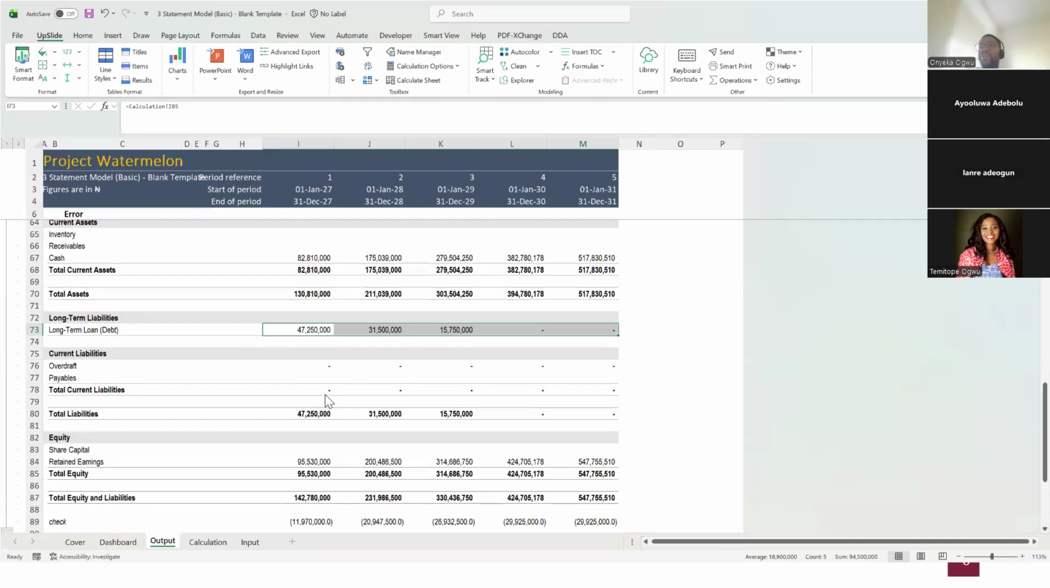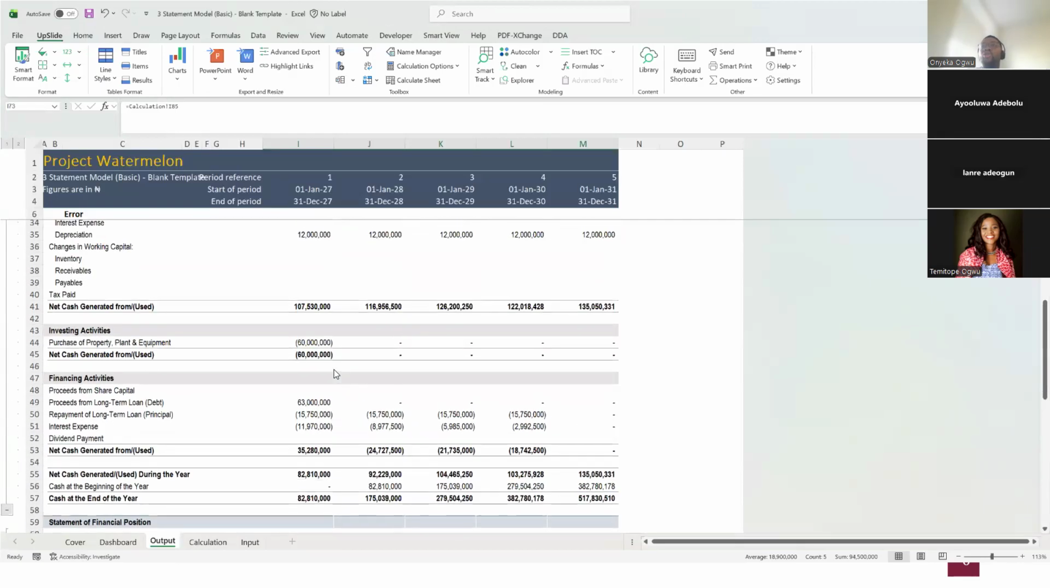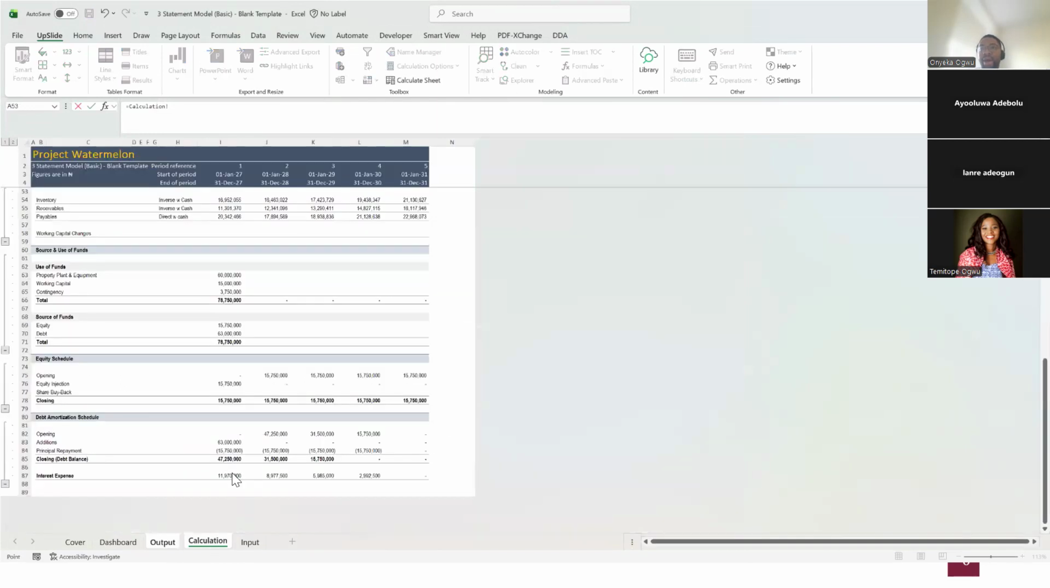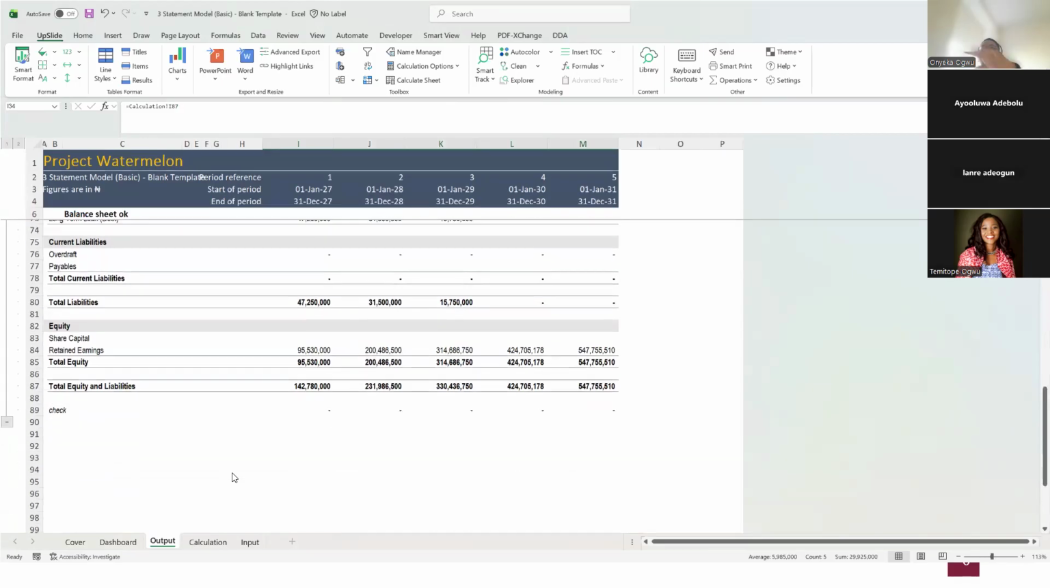Then the final thing that we need to do. See, it's not balancing yet. The final thing we need to do is add back our interest in our cash flow statement because we're counting it. So we go to our cash flow statement and add back our interest element. The interest element is here. We add it back, and you can see that our balance sheet is balancing.